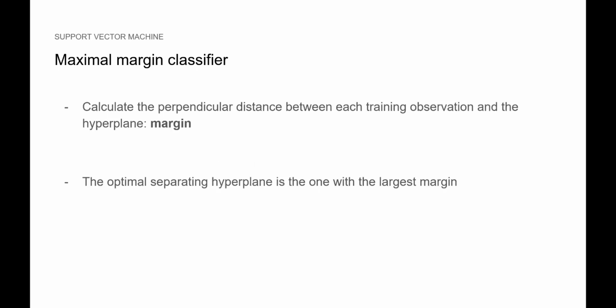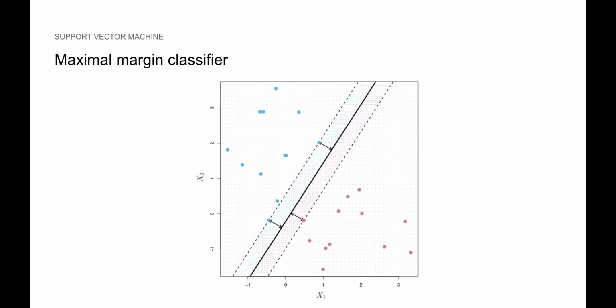To find it, we calculate the perpendicular distance between each training point and the hyperplane. That distance is called the margin. Then, the optimal separating hyperplane will be the one with the largest margin. Here, you see an example of a maximal margin hyperplane, and you see the margin illustrated by the arrows. Notice that the plane depends only on the closest points, known as support vectors. And if those points move, then the hyperplane will move.